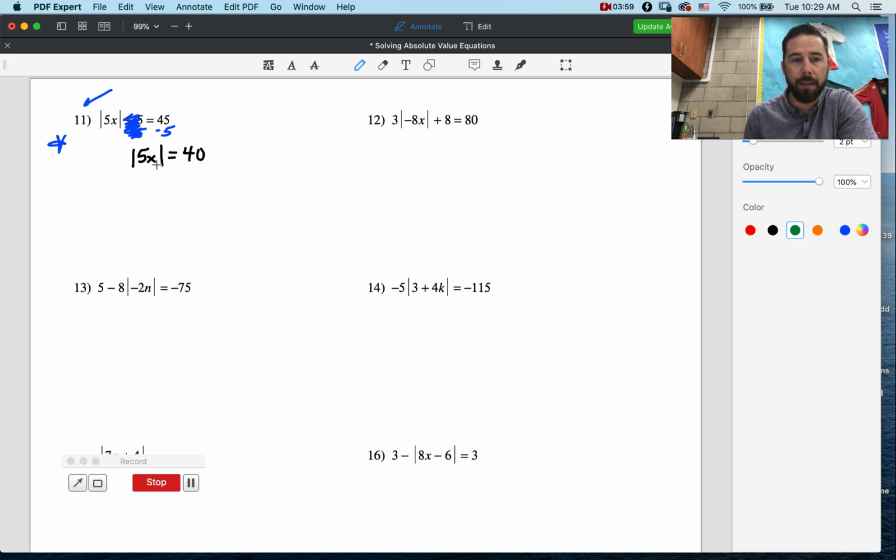At that point we can split them up. We'd say 5x equals 40, and then we'd say 5x equals -40, right? We make that second equation negative on the right-hand side. Now let's divide by 5, and you're probably thinking this is easy, right? Hopefully you're thinking it's easy, but it's going to get a little crazier. Now we have x equals 8, and we have x equals -8.